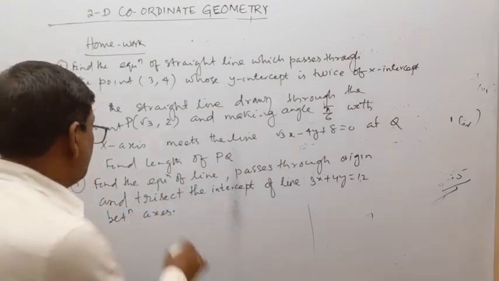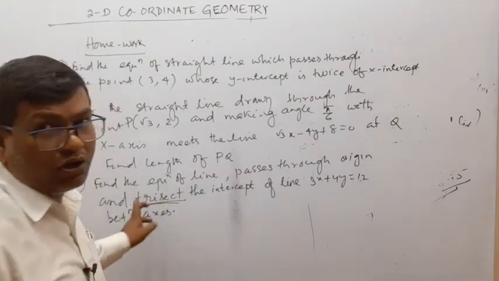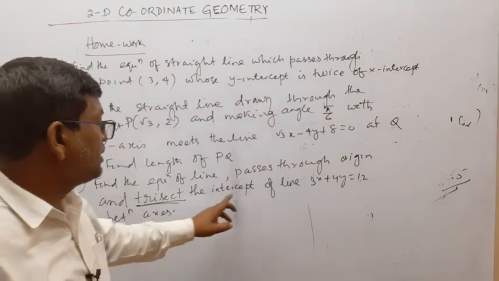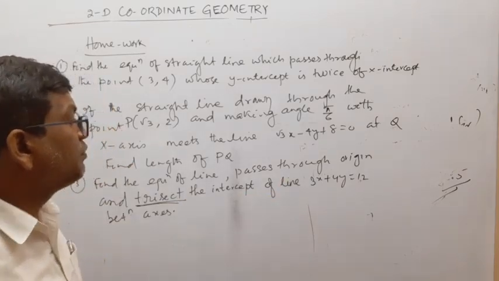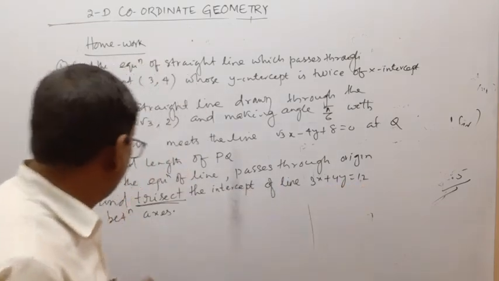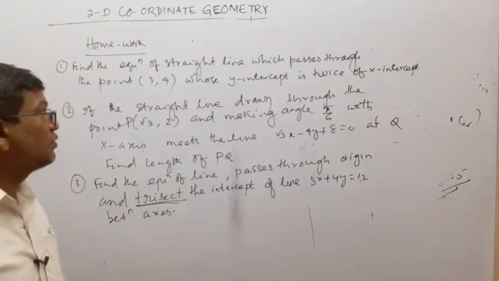Question 3: find the equation of line passing through origin and trisecting the intercept of the line 3x plus 4y equal to 12 between the axes. Trisect means the ratio is 1:2 or 2:1. These are the 3 homework questions for you.